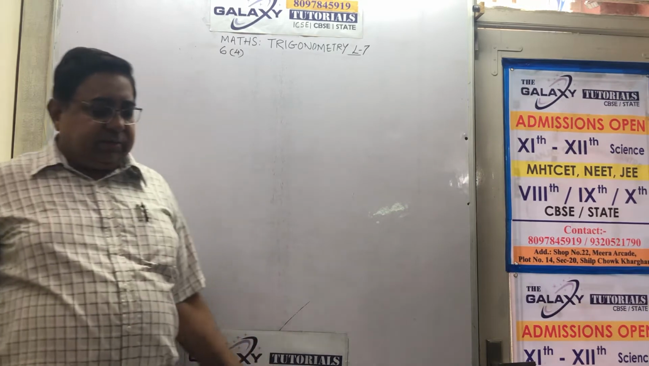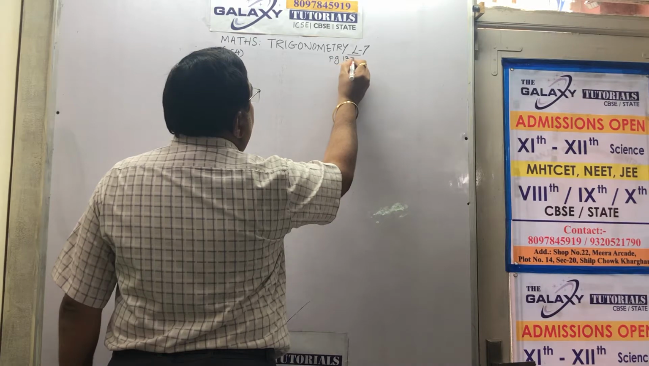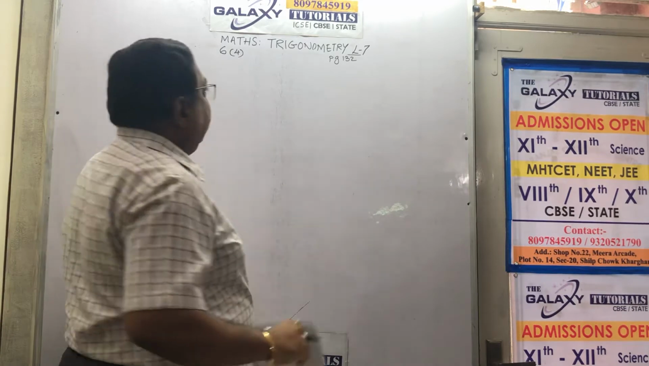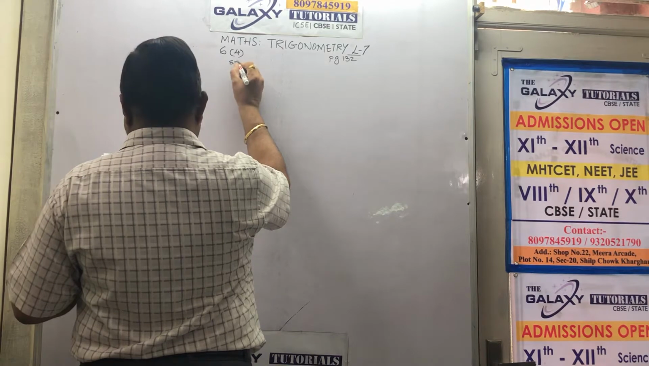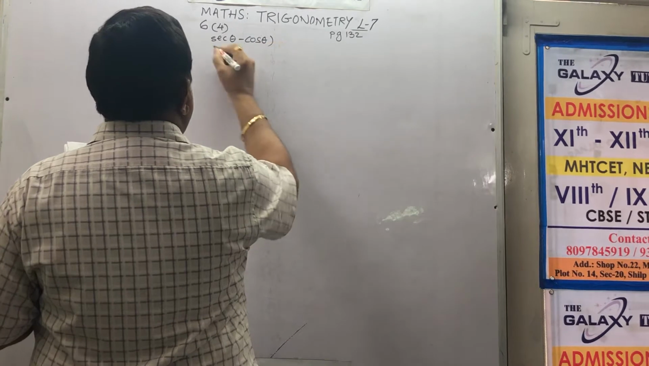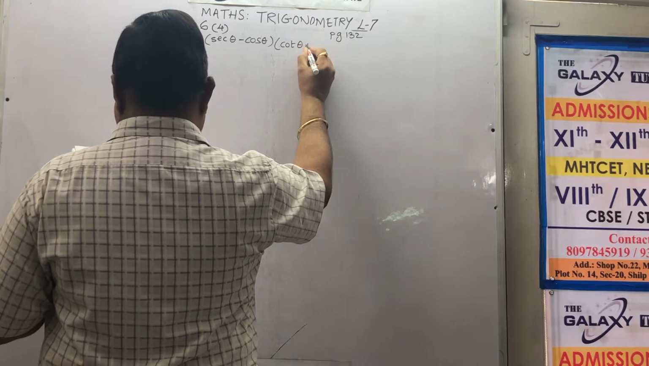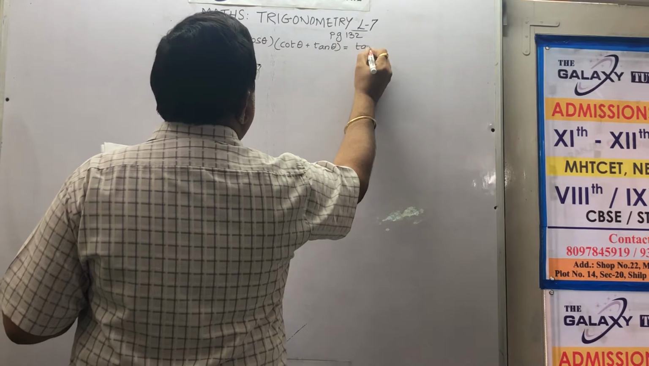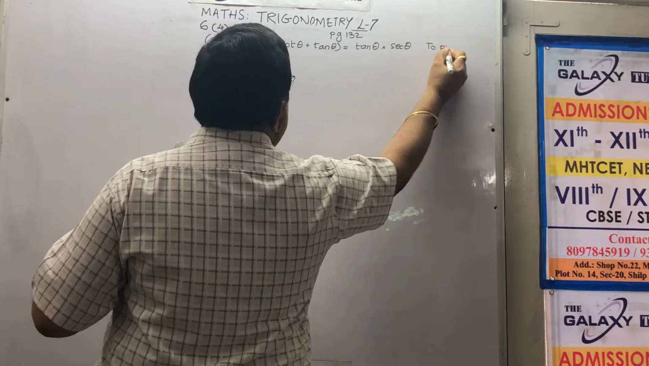This is from that exercise of your Maharashtra State Mathematics textbook, page number 132. Let's go further. What does the sum say? Sum number 4 says (sec theta minus cos theta) times (cot theta plus tan theta) is equal to tan theta multiplied by sec theta. We have to prove that.